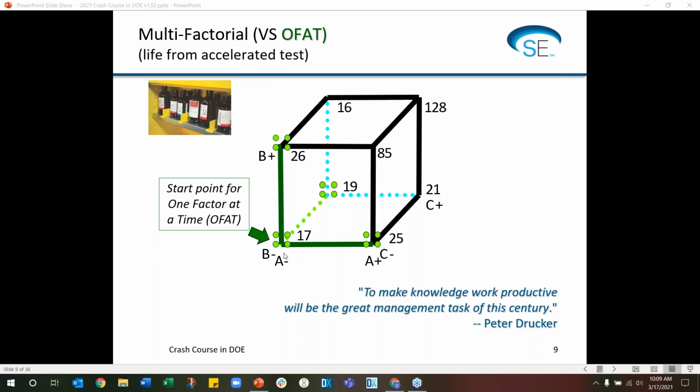So they tried changing factor B. Again, this lower corner is the starting point. If they change B, they went up here and found results of maybe a 26. Again, a good improvement, but not as much as they're hoping for. Changing factor C resulted in basically no improvement whatsoever. So they were scratching their heads and trying to figure out what they were going to do.